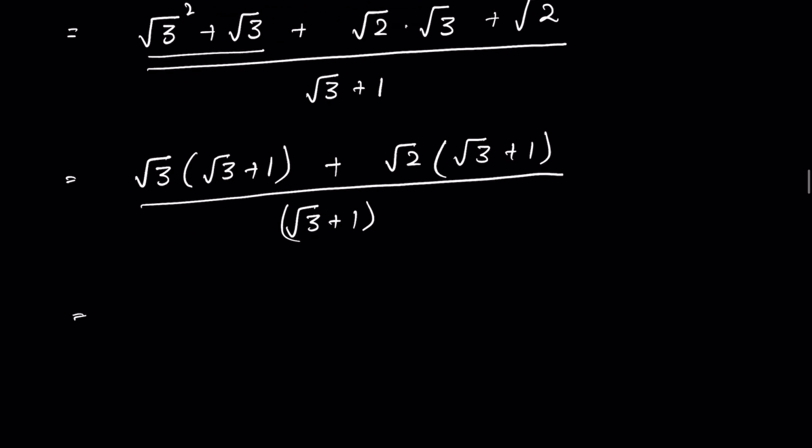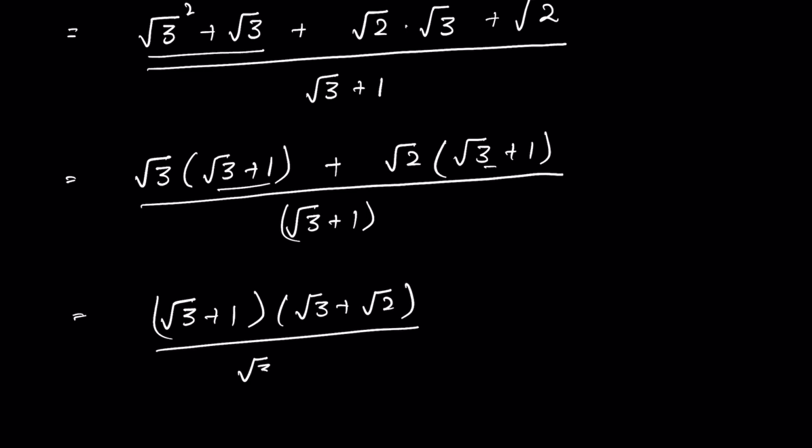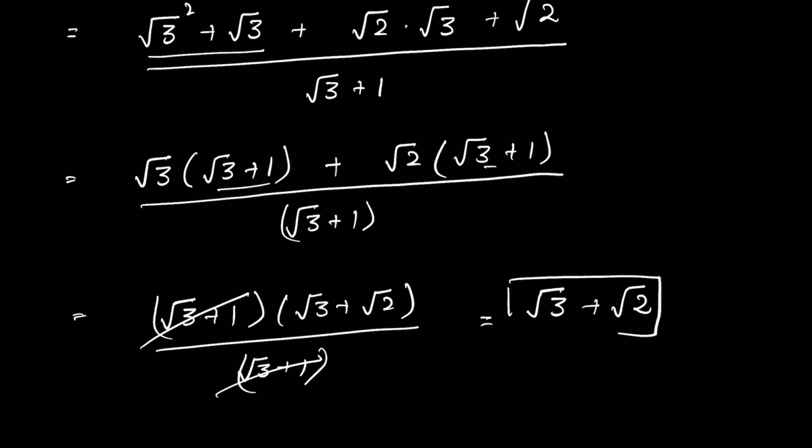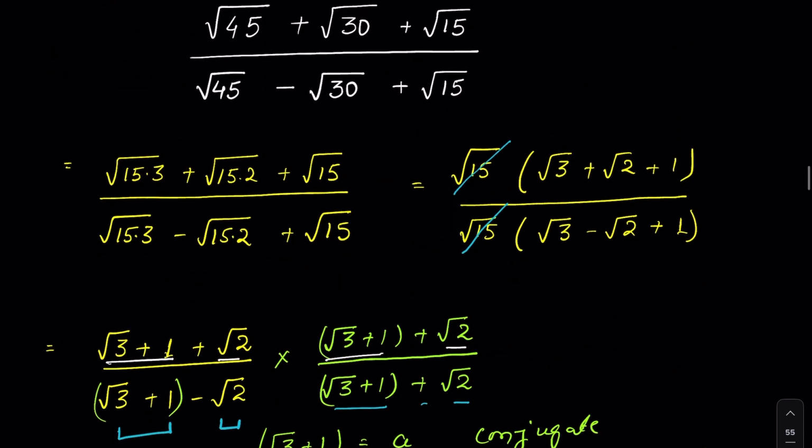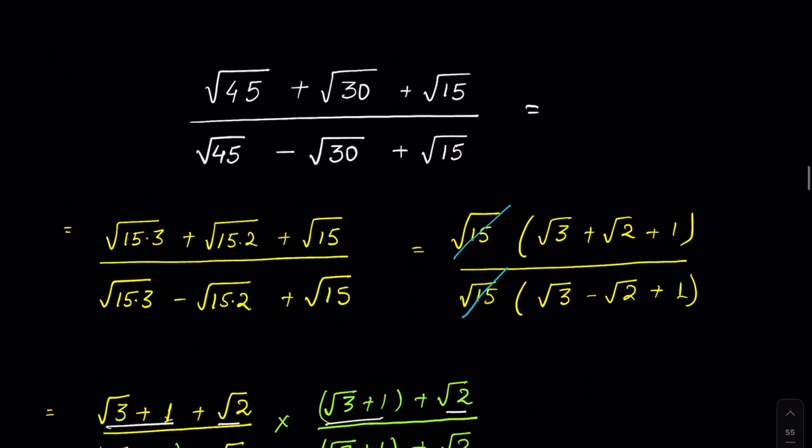Now square root of 3 plus 1 is the common factor here, so square root of 3 plus 1. The remaining factor is square root of 3 plus square root of 2, upon square root of 3 plus 1. Now we can cross cancel this. So finally we have square root of 3 plus square root of 2. This is our answer. This is equal to square root of 3 plus square root of 2.